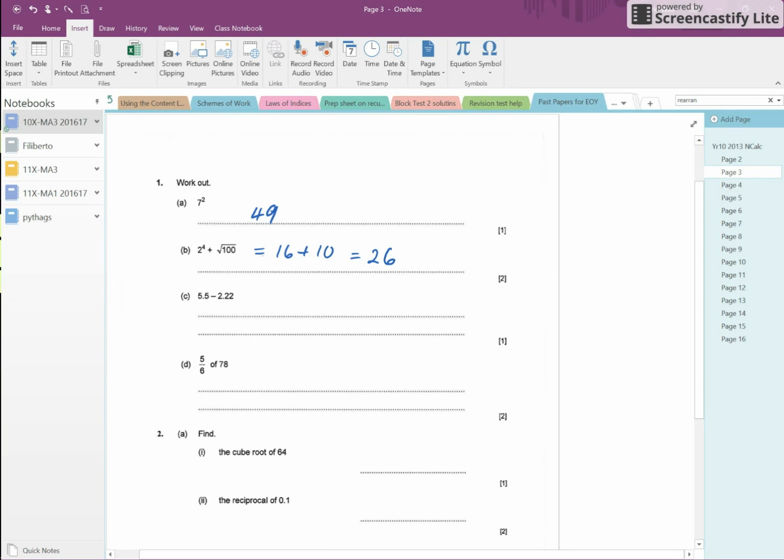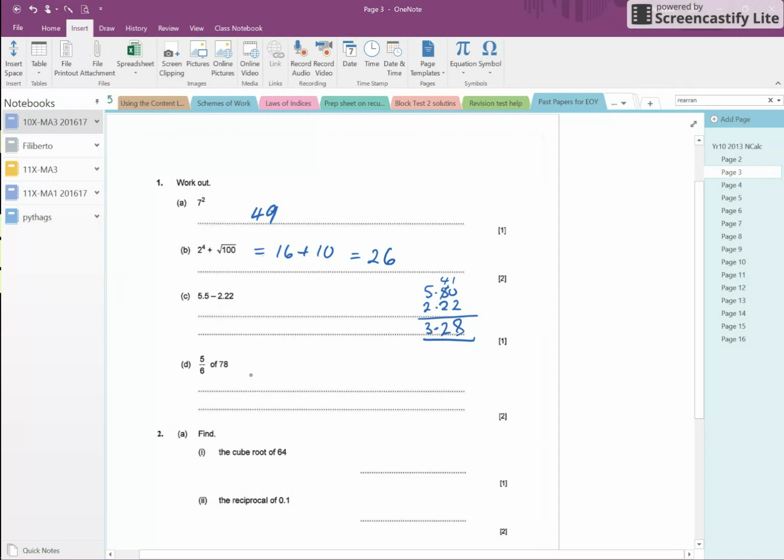No, 5.5 minus 2.22. So 5.50 minus 2.20 can't, so we get, sorry, it's 2.22, beg your pardon. So with 0 subtract 2, can't do that, so we need to borrow 1 here, take the 1 over. So we've got 10 take away 2 is 8, 4 take away 2 is 2, and 5 take away 2 is 3. 3.28.